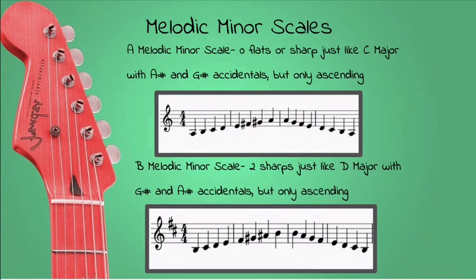Here's an odd minor scale. It's different going up than coming down. It's definitely the quirkiest minor scale. It has a raised 6th and 7th, but only ascending. Descending, every note goes back to normal.